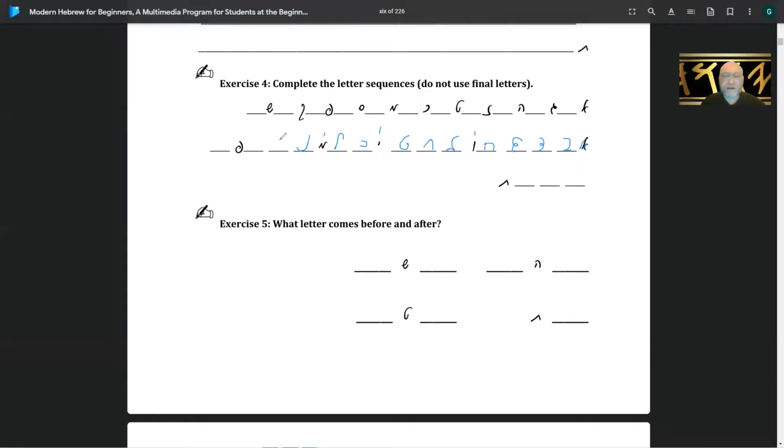Let's see, Aleph, Bet, Gimel, Dalet, Hey, Vav, Zayin, Chet. Aleph, Bet, Gimel, Dalet, Hey, Chet. Fe, Yod, Chaf, Lamed, Mem, Noon.